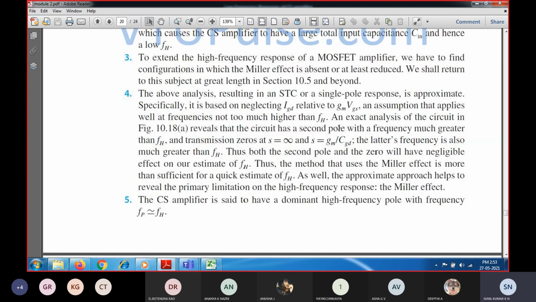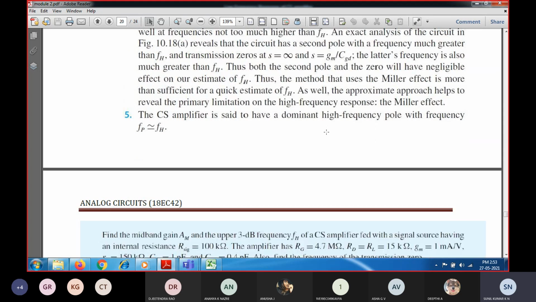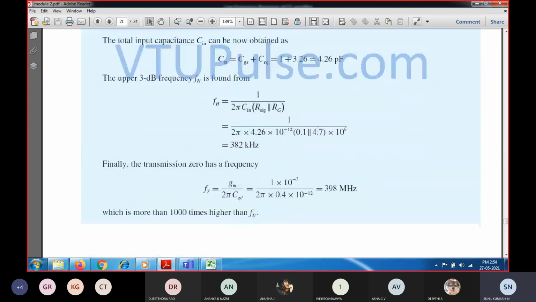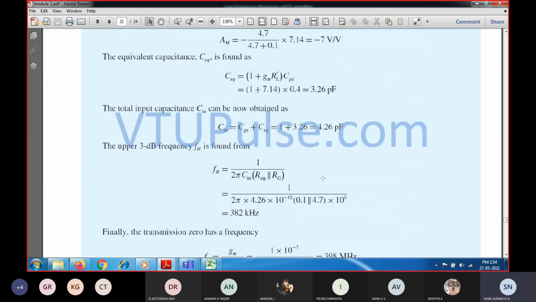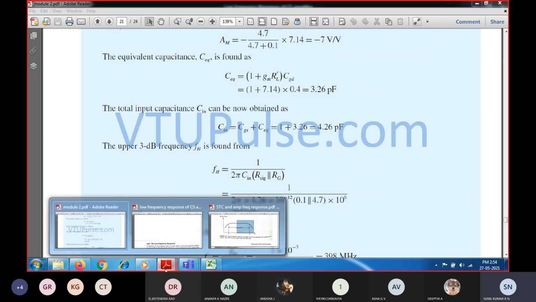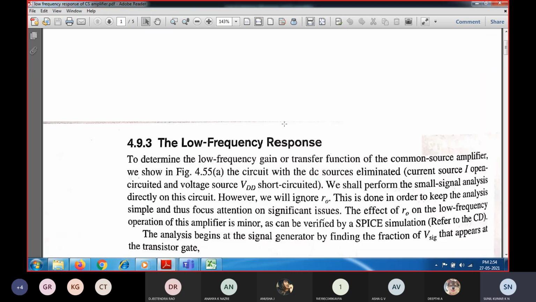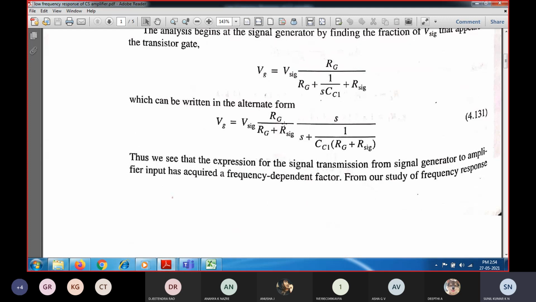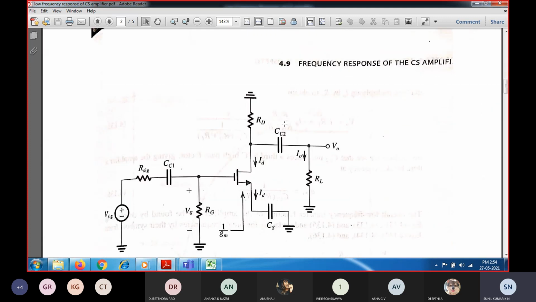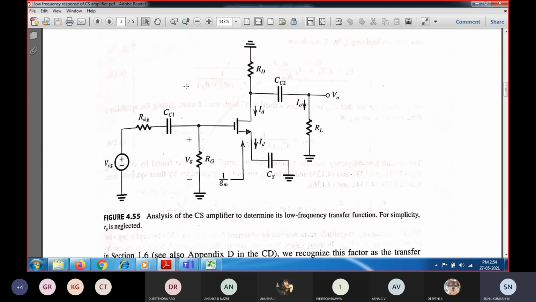Okay, so once you are aware of this transfer function, the next thing is that we need to find out the low frequency response of the common source amplifier. So now coming to the low frequency response of the amplifier, again come back to the same circuit. So this is the next topic.